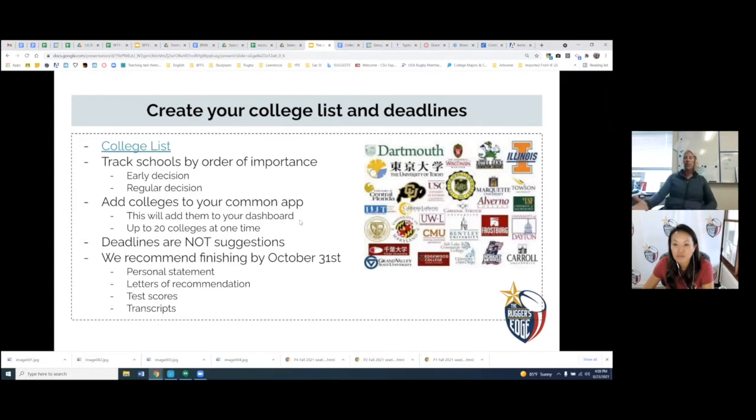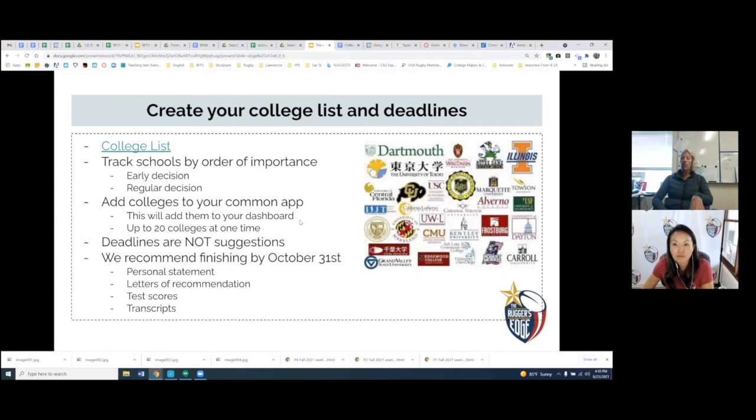Our recommendation typically is to make sure all your stuff is done by October 31st. That's always my goal, that by Halloween you are wrapping everything up and you feel confident that, whether you're applying early decision or regular decision, if you can get that off your plate and get those applications in, you relieve a lot of stress by doing it early.